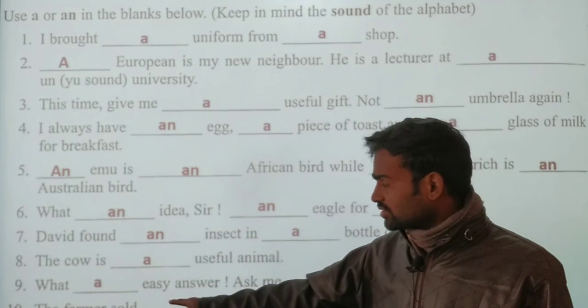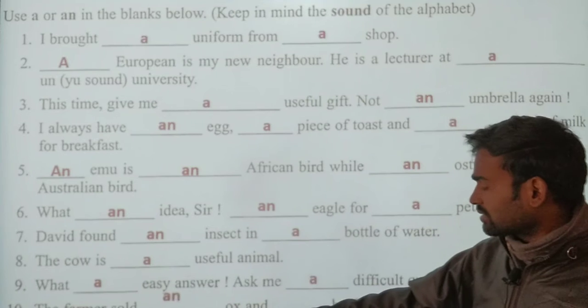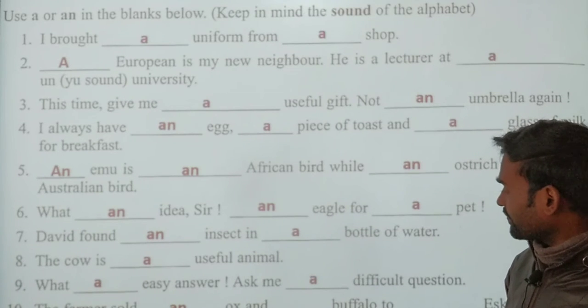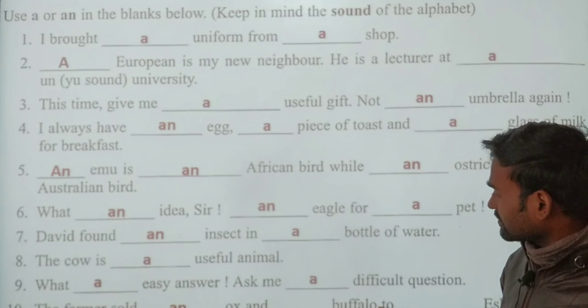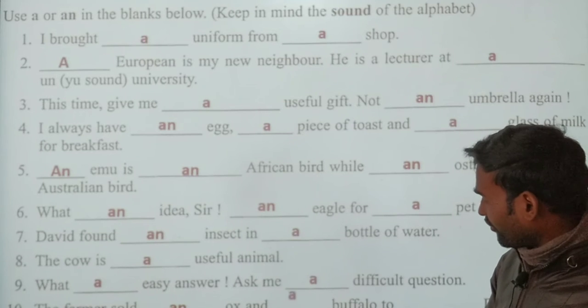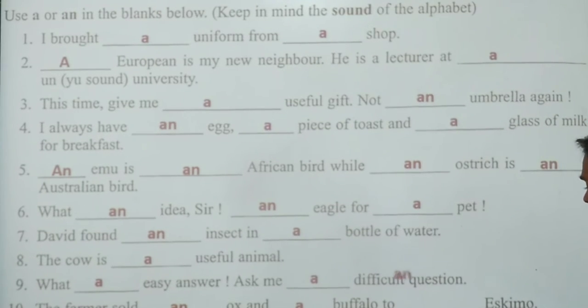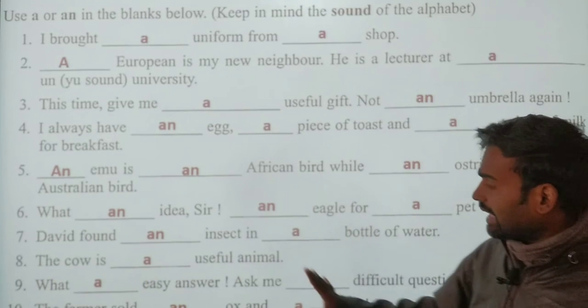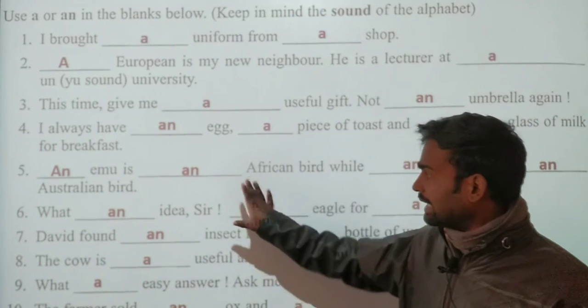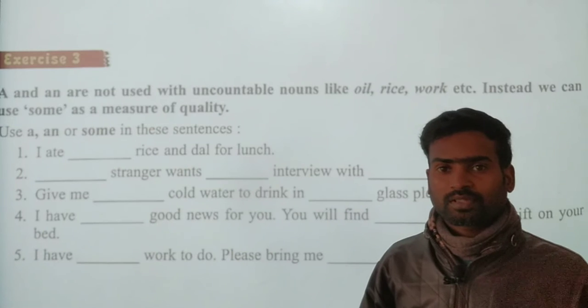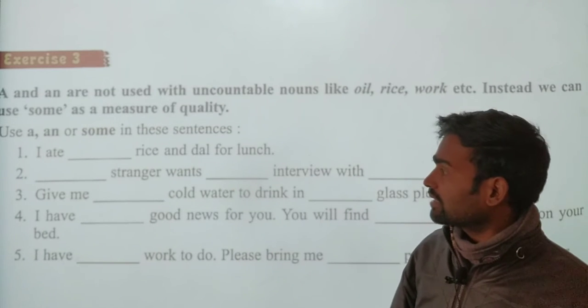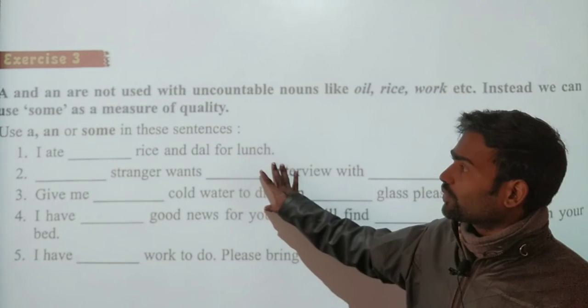The farmer sold an ox and a buffalo to an Eskimo. Clear? All these, a and an have the same meaning. So a and an have the same meaning. See, we shall use another one.